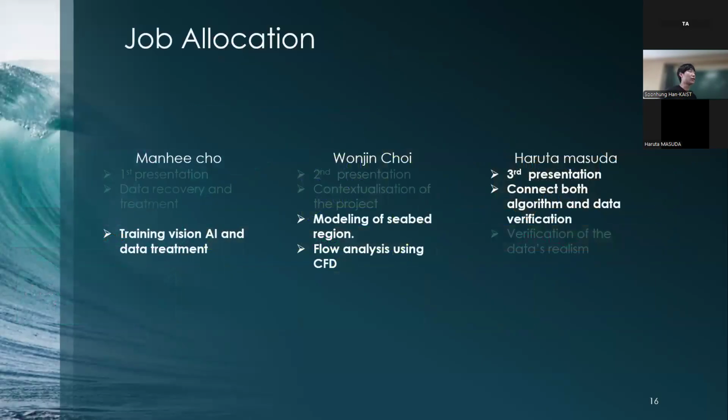And this is our job allocation. I'm the first presenter, and my role is training the vision AI and data treatment. Wonjin Chen is the second presenter, and he will model the seabed region and do flow analysis using CFD. And Artemis will be the third presenter, collecting the dataset and verifying the data which we made.